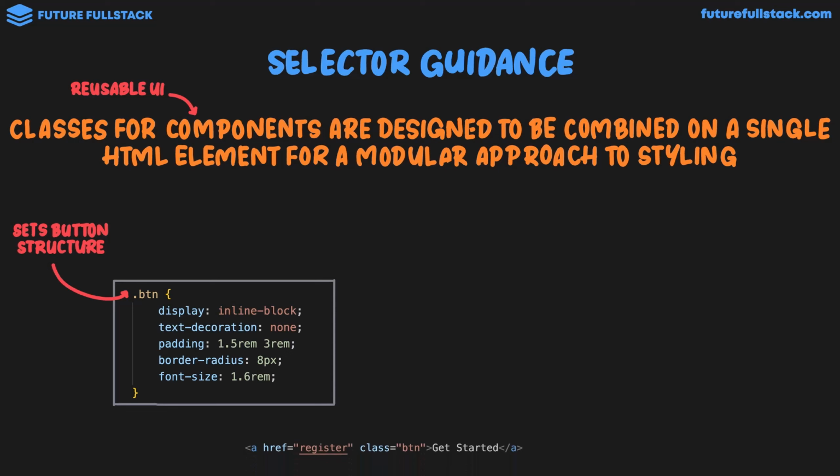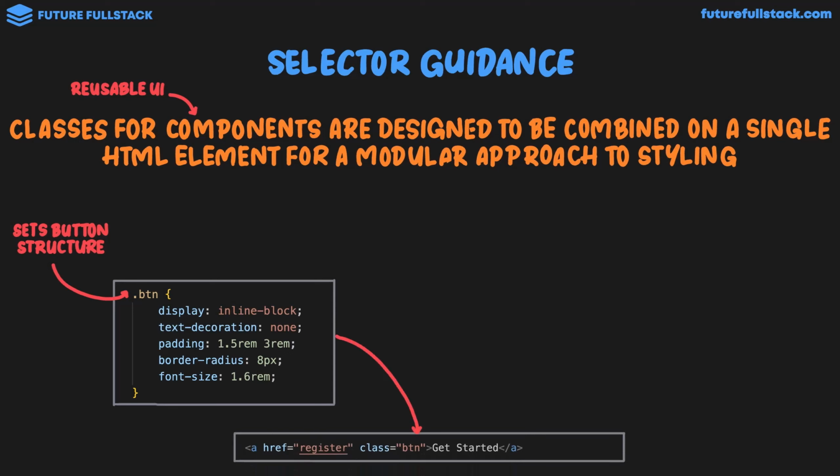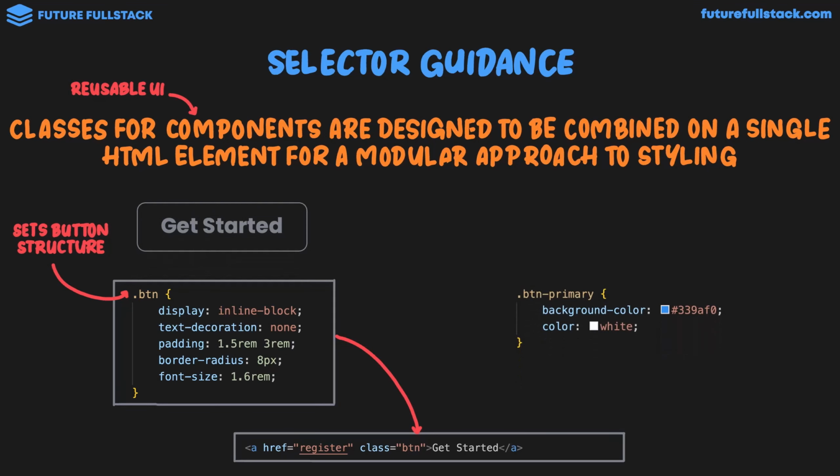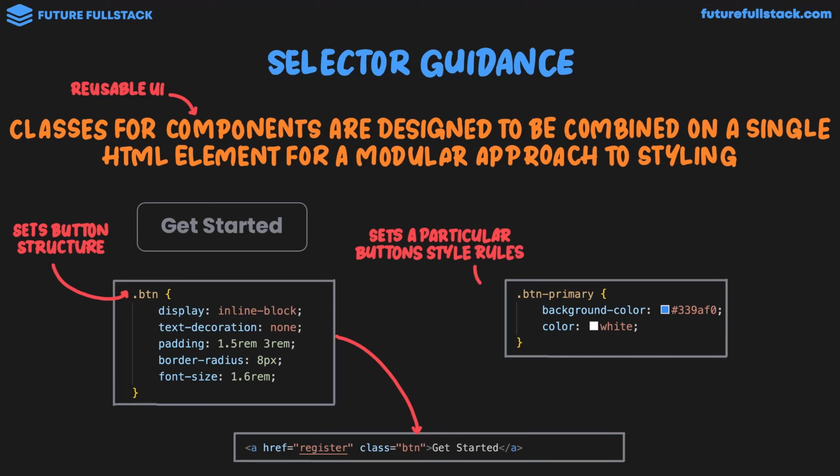We would then add this button class to our anchor tag by using the HTML attribute class and giving it the value button btn. This would create the structure of our button. What we would then do is make a new class called button-primary. You can see it has this blue background color and white text. So the aim of this class is it sets a particular button style rule.